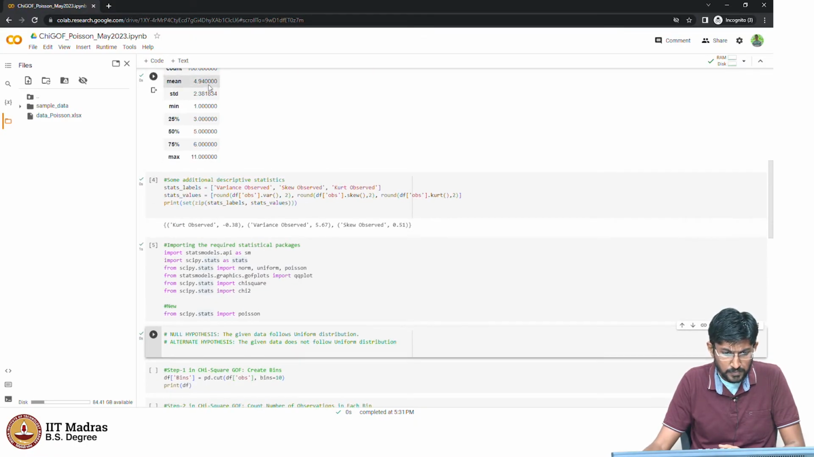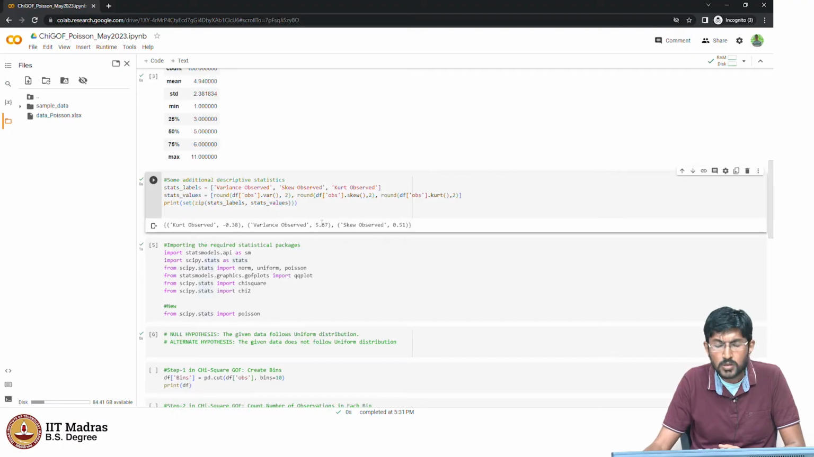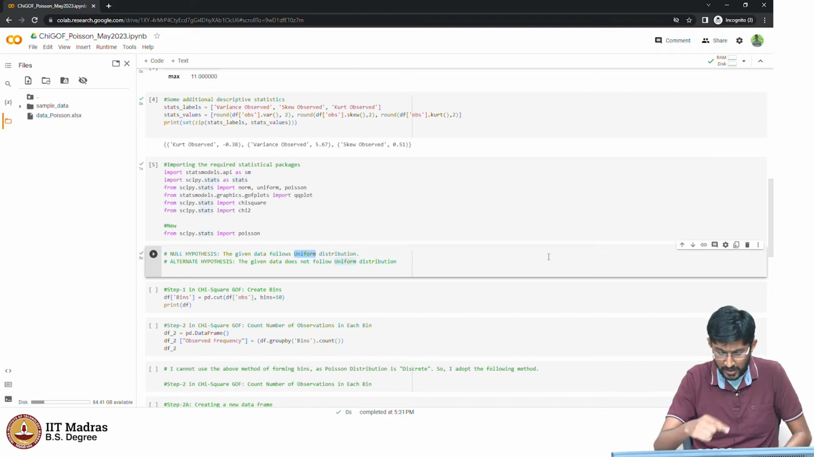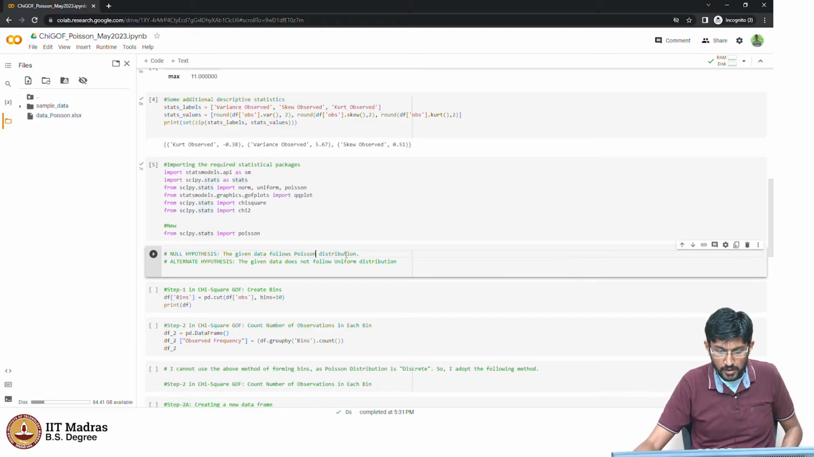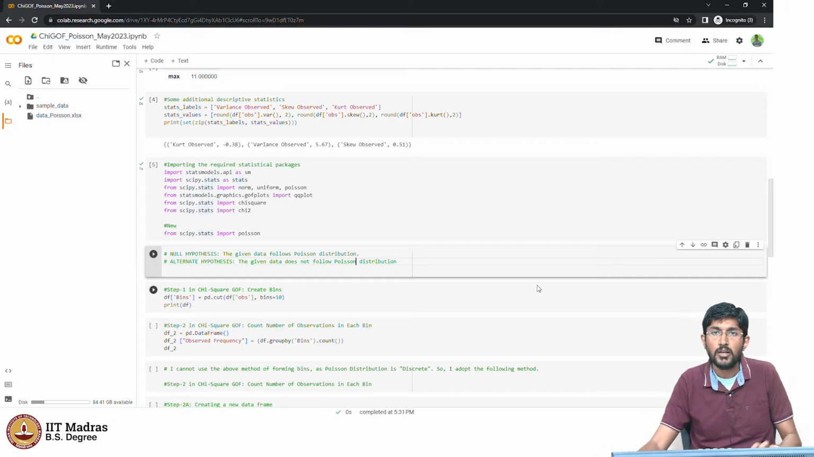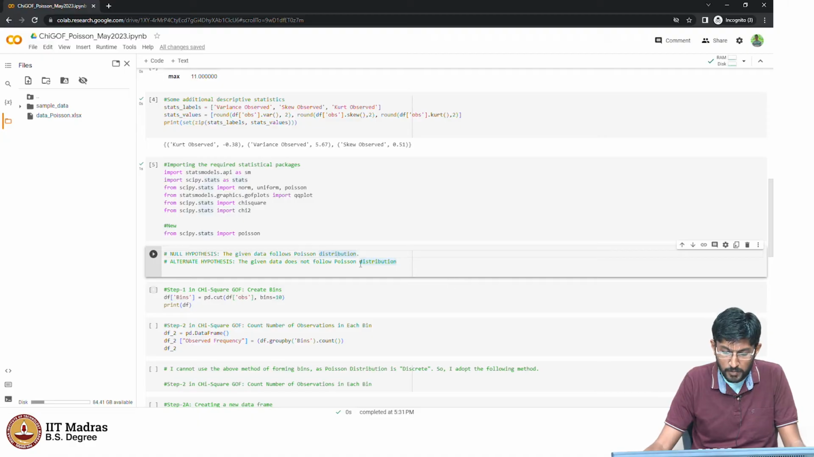Since my mean and variance are very close, I am going to consider that my population follows a Poisson, and hence my null hypothesis is, beg your pardon, there's an error here. The null hypothesis is that the data follows a Poisson distribution, and the alternative is that the data does not follow a Poisson distribution.